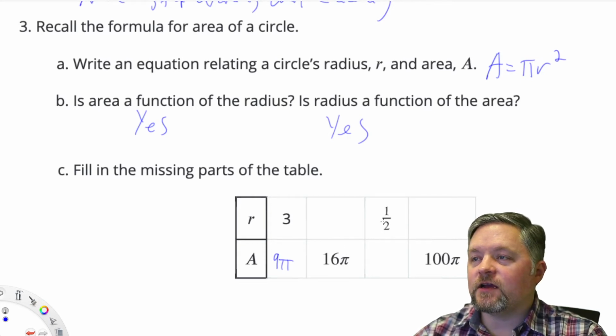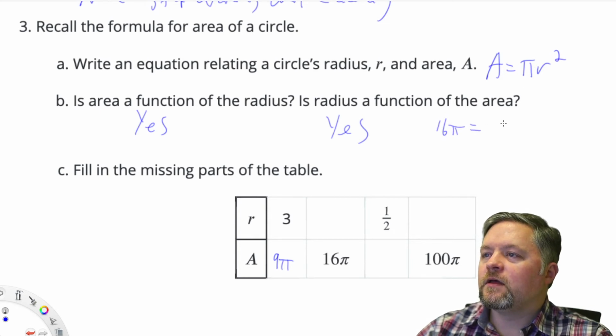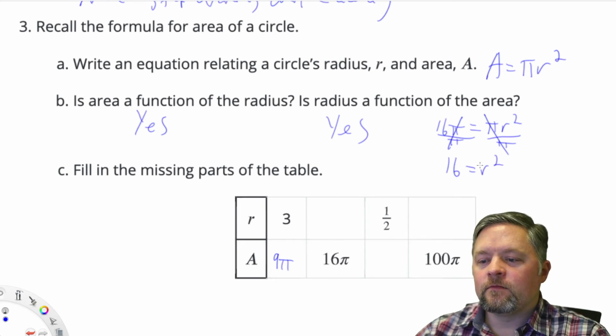If the area is 16 pi, let me write this one out. If the area is 16 pi, and we know the area is equal to pi r squared, we could divide this side by pi, divide this side by pi. Those pi's cancel. We're left with 16 equals r squared. What do we square and get 16? 4.